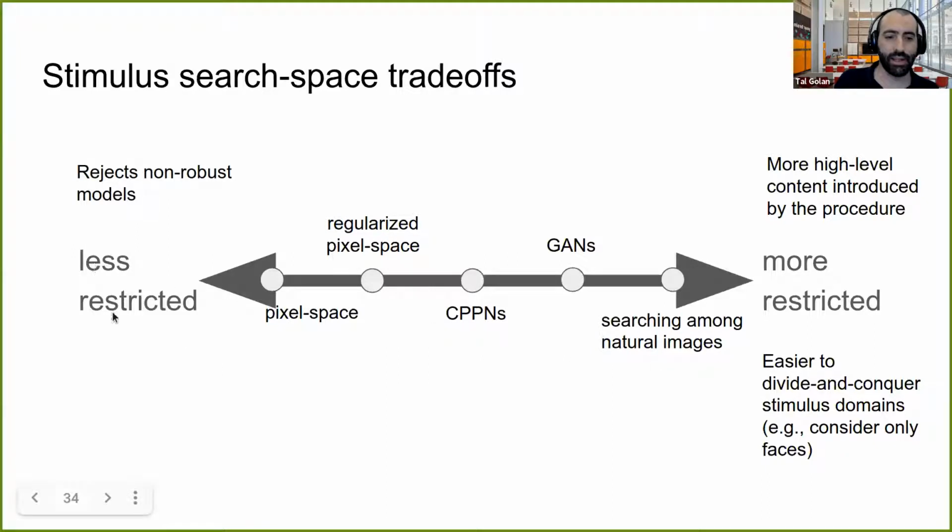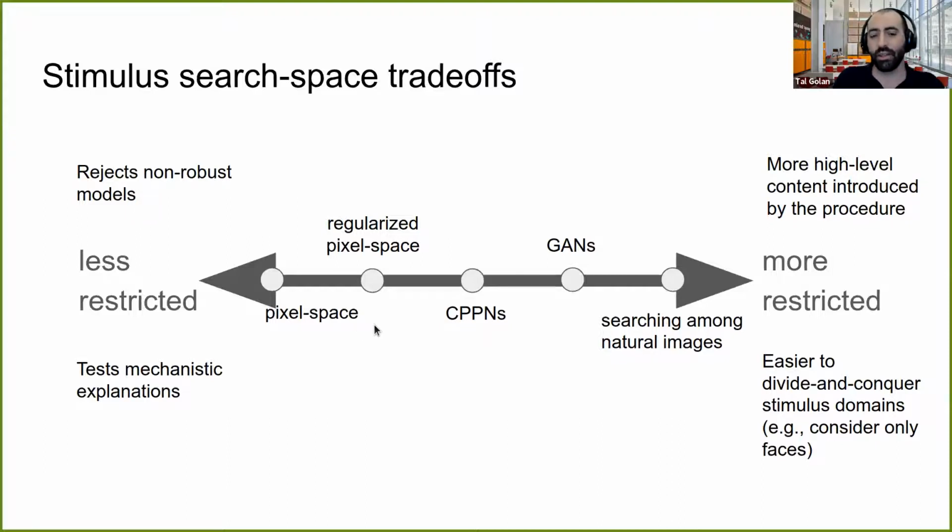If we go towards the less restricted side, then we must reject non-robust models. And that might be either good or bad, depending on your research program and the kind of problems that you want to solve at the moment. And I think that ultimately, if we take our neural network models seriously as mechanistic models, they should be able to predict human responses in arbitrary settings. So ultimately, we would like to be able to search over the entire image space.